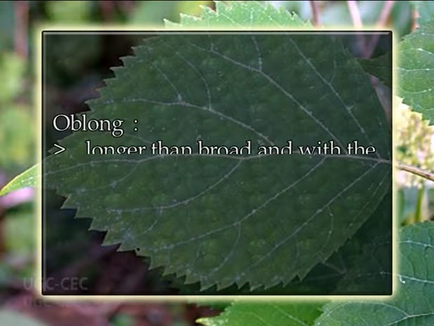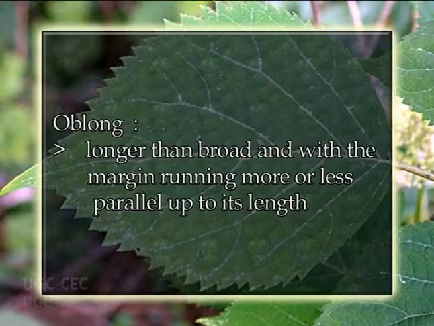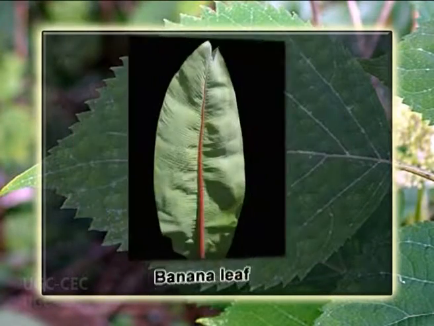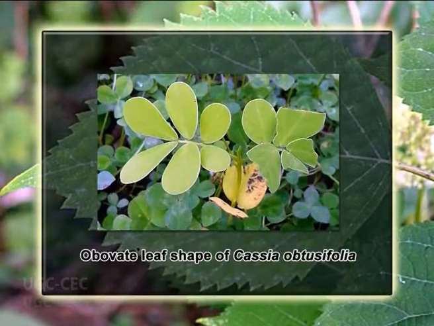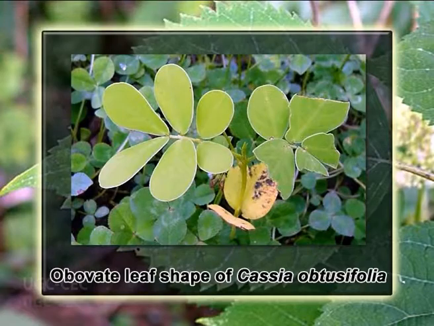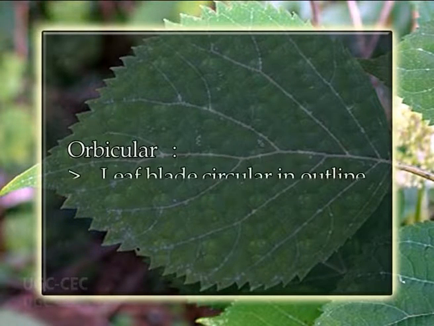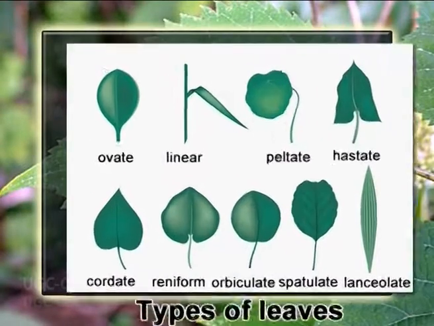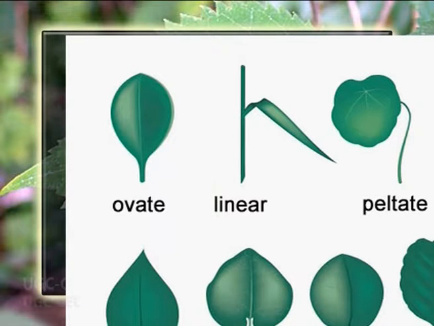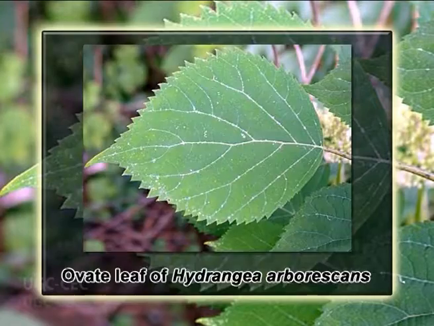Then oblong, longer than broad and with the margin running more or less parallel up to its length. For example, Catharanthus roseus. Banana. Obovate, reverse of ovate, the apical half broader than the basal. For example, Cassia obtusifolia leaflet, Cotinus obovatus. Orbicular, that's the leaf blade circular in outline. For example, in common smoke tree, that's Cotinus coggygria. Then ovate, it's with an outline like that of a hen's egg, that's broader at the base than at the apex. For example, Hydrangea arborescens or China rose.